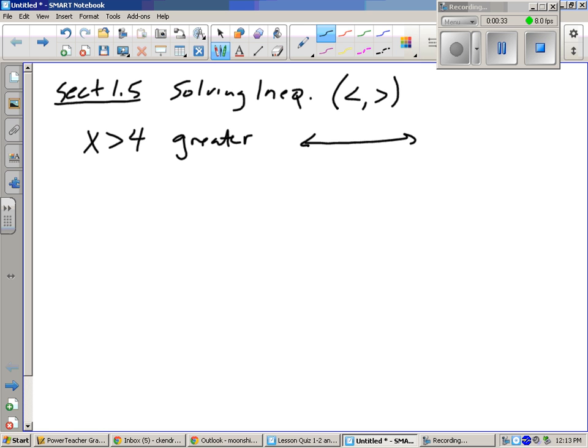And if you are asked to graph, all I ask is you put 0 on there. You want to open circle because there's no equal sign, and then you shade it to the right. If I had greater than or equal to 4, the only difference is that you darken that circle, fill it in, because that means 4 is included in the answer set.